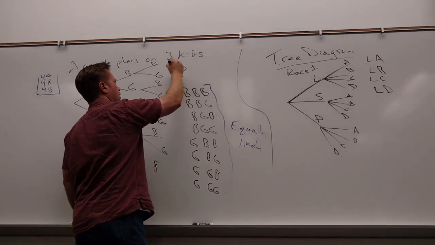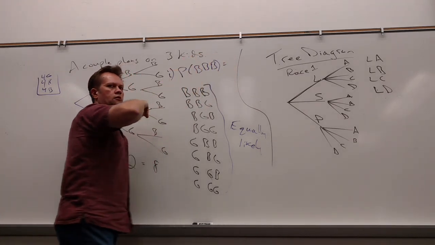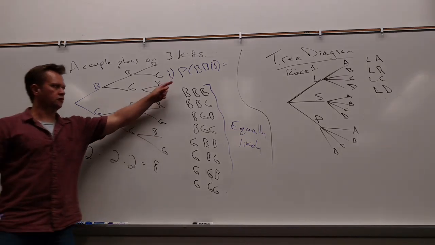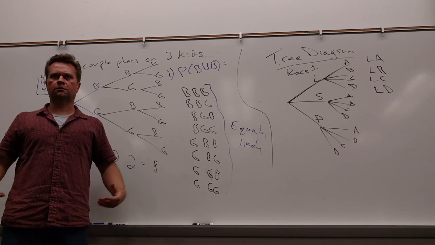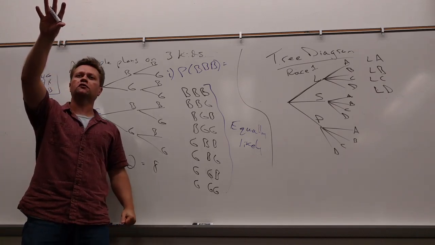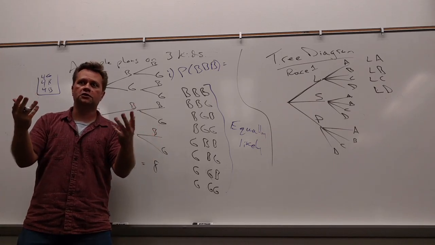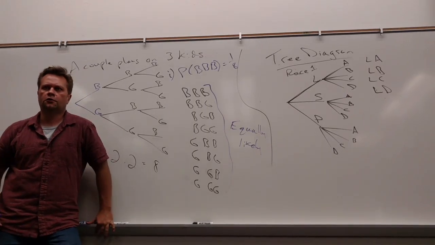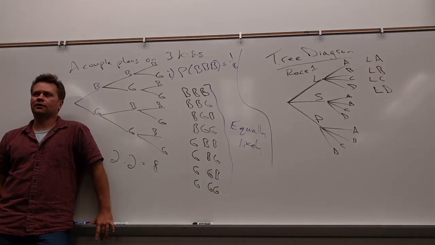What's the probability then that a couple have 3 boys? How many match what I'm looking for? One out of eight. What's the basic idea of probability? The number that matches what you're looking for divided by the total things that could have happened. Always. That formula never changes. So it's 1 out of 8. If you know somebody that's got 3 boys, they had a 1 out of 8 chance of that happening. 12.5%.